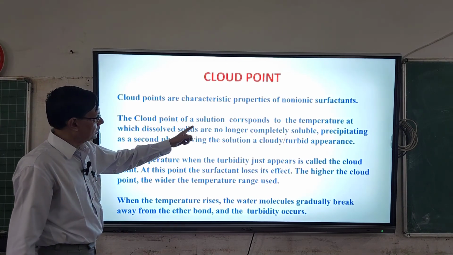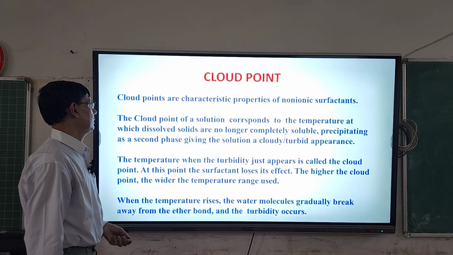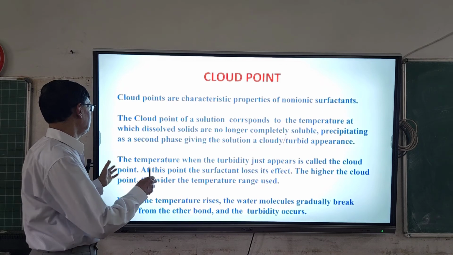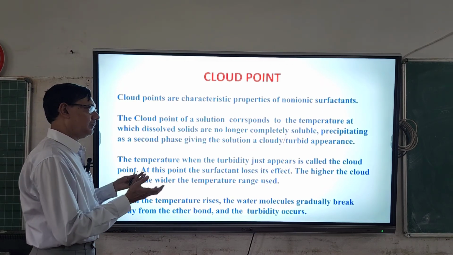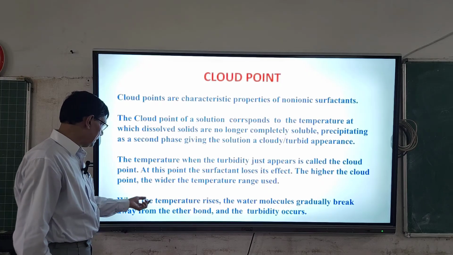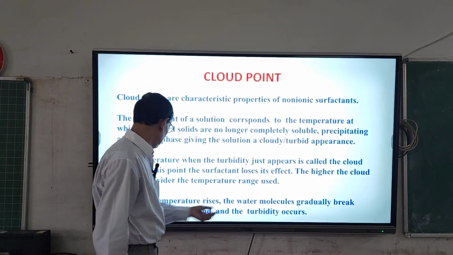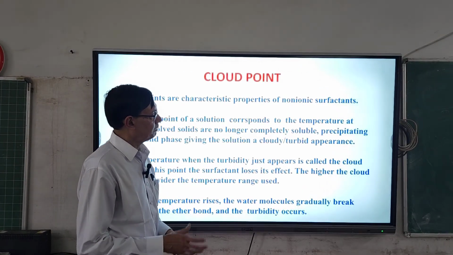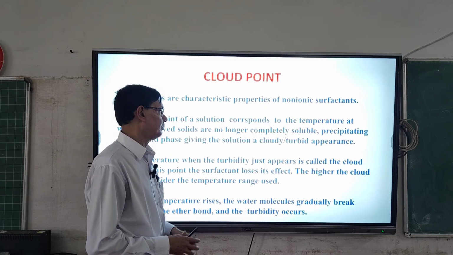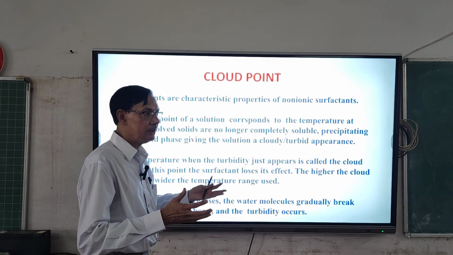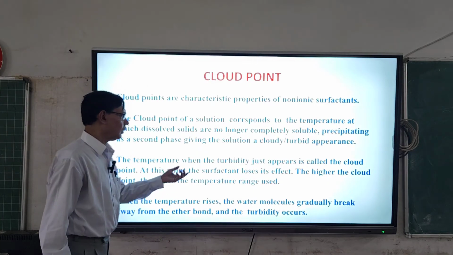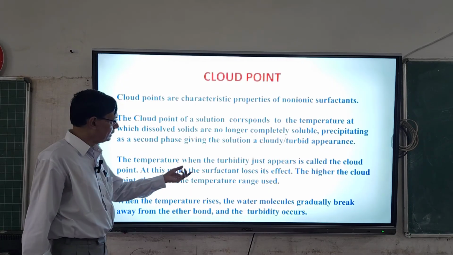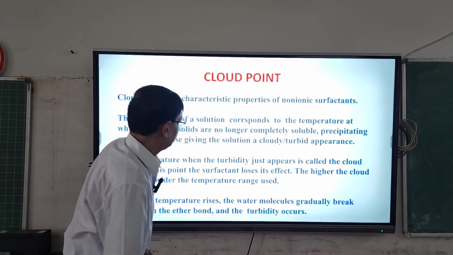The cloud point of a solution corresponds to the temperature at which dissolved solids are no longer completely soluble and precipitate as a second phase. That becomes cloudy. When the temperature rises, the water molecules gradually break away from the ether bond, because most non-ionic surfactants are polyoxyethylene, like polyoxyethylene ether. So you can call it a turbidity effect. The higher the cloud point, the wider the temperature range of use.